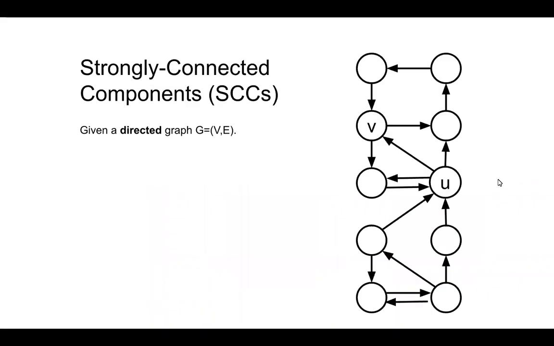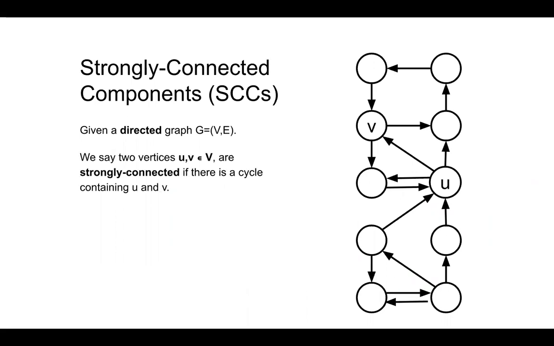I'm going to start with the first problem, which is called the strongly connected components problem. Here you're given a directed graph G, and you say that any two vertices U and V are strongly connected if there's a cycle containing them. So, for example, here the red edges form a cycle and U and V are on the cycle, so these two vertices must be strongly connected. Another way of saying that is that U reaches V and V reaches U. That also means that they are on a cycle.